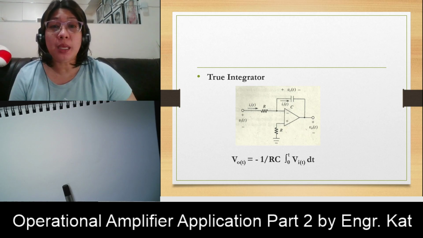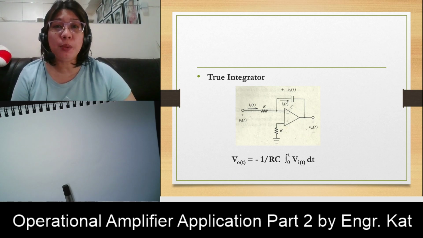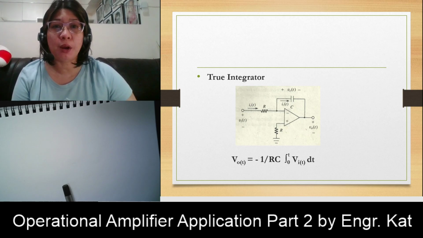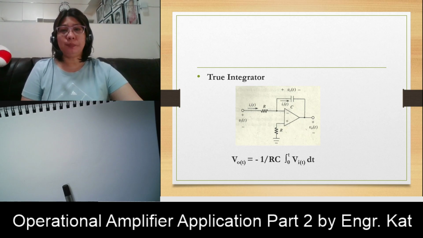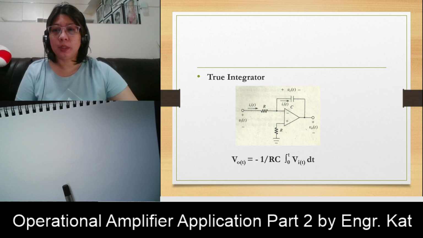Usually we have a negative sign here because if you look at your input, it is directly applied at the inverting terminal of our operational amplifier. Thus, we have the negative sign. Now, how do we derive the equation for our integrator circuit?